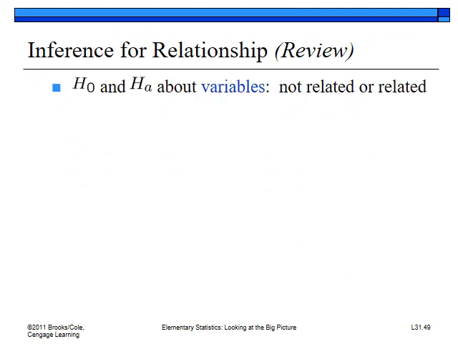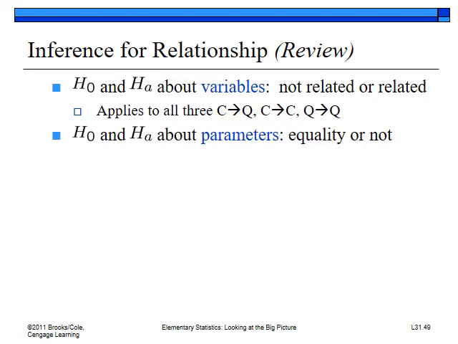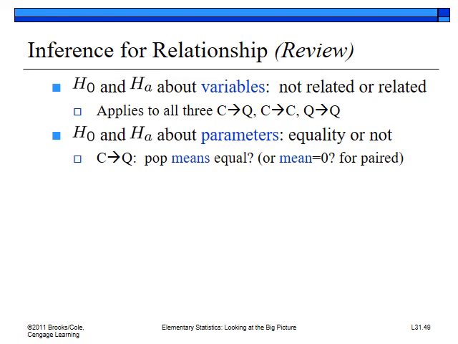Now, to review, when we pose the null and alternate hypotheses about variables, the question is whether the variables are related or unrelated. That's true for all 3 of our relationship scenarios. When we rephrase the question about parameters, however, we're talking about whether we have equality. For categorical, explanatory, and quantitative response, the question is whether the population means are equal, or if it's a paired design, whether the mean of the differences equals 0.